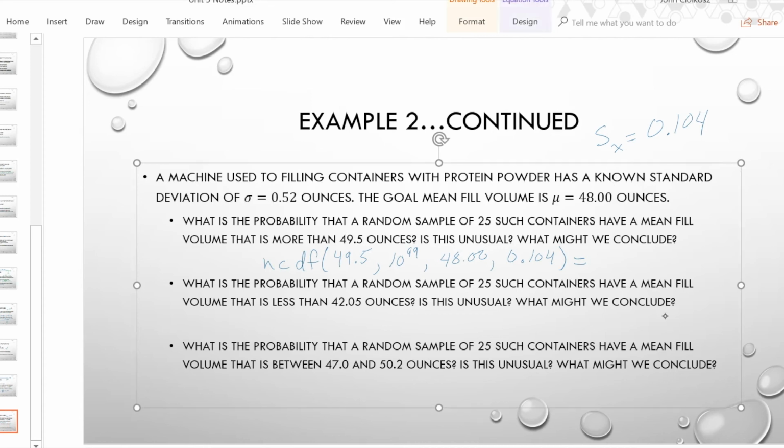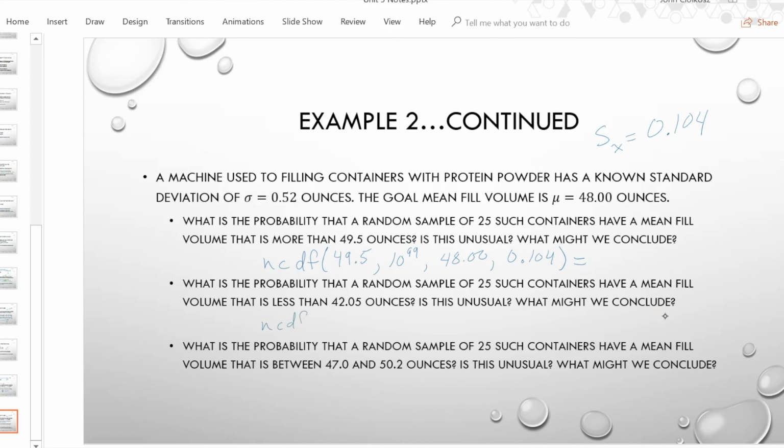Okay, this one we're looking at less than 42.5, so it'd be a normal CDF because it's saying to find a probability. So less than, I would do negative 10 to the 99th. Good to go there. And then lastly, the between problem.